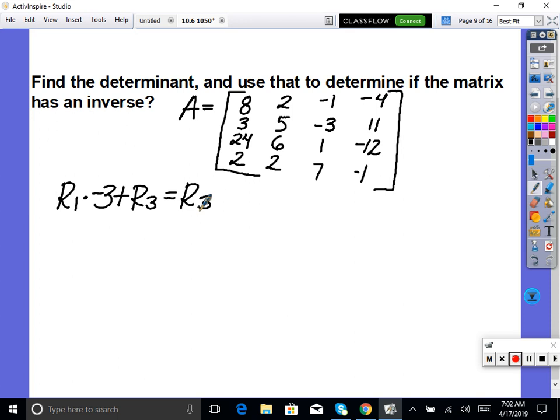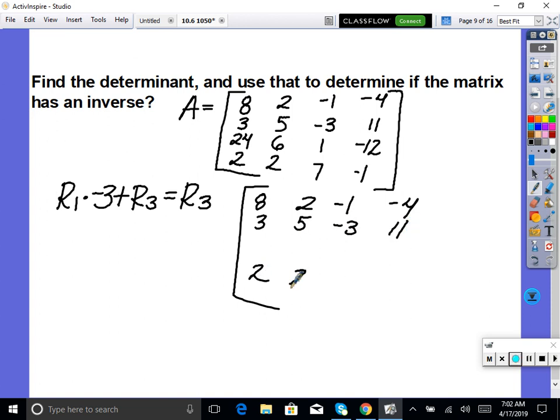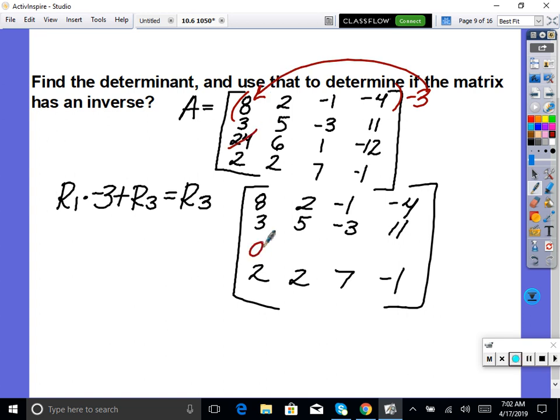Okay, so let's go ahead and say, well, what's not changing? Once again, what's not changing? 8, 2, -1, -4, 3, 5, -3, 11, 2, 2, 7, -1. The only thing that's changing is row 3. So let's go to row 1. We're going to times this by -3. -3 times 8, -24 plus 24 is 0. -3 times 2 is -6. -6 plus 6 is 0.